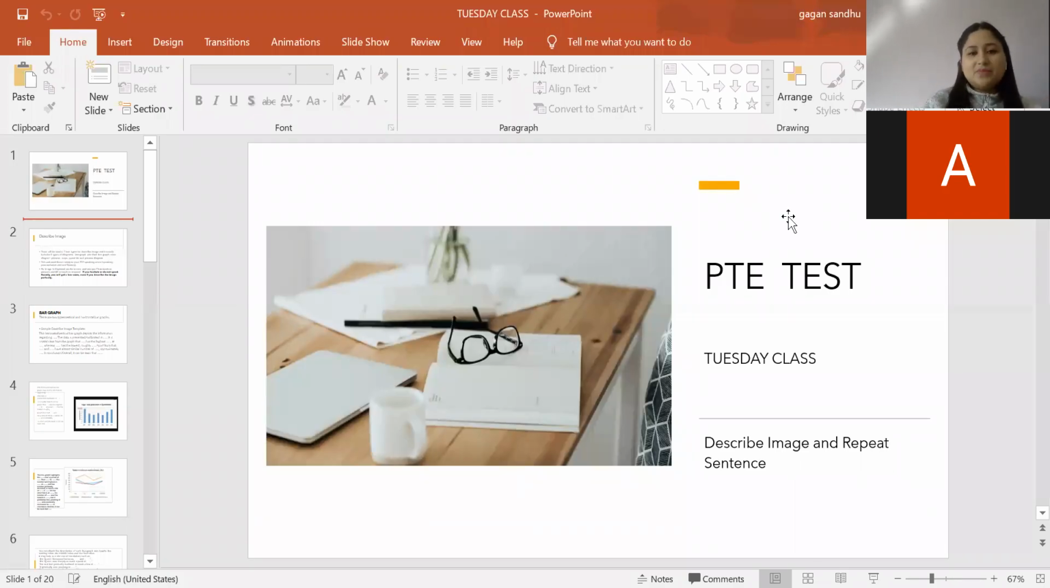Okay, so this class is about describe image, and after we are done with it, we will maybe be practicing the read alouds as well. And I guess by that time most students will be joining us soon.